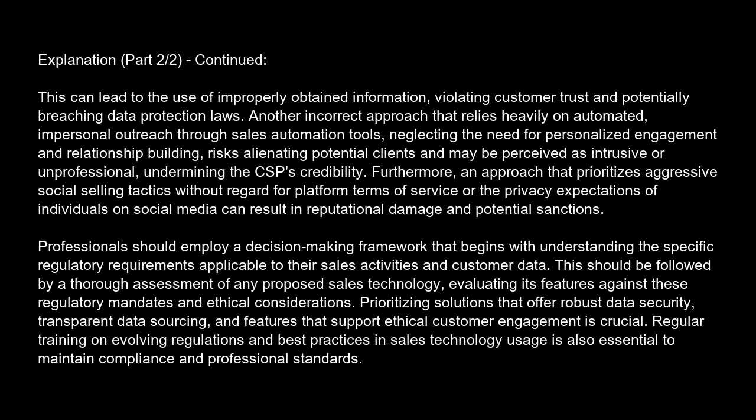Furthermore, an approach that prioritizes aggressive social selling tactics without regard for platform terms of service or the privacy expectations of individuals on social media can result in reputational damage and potential sanctions.